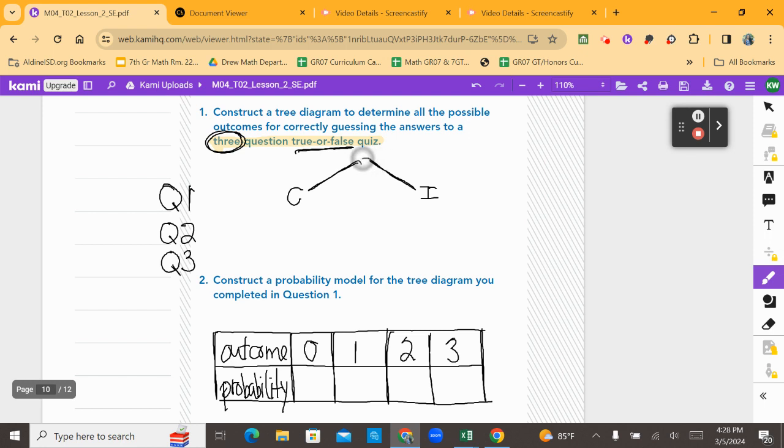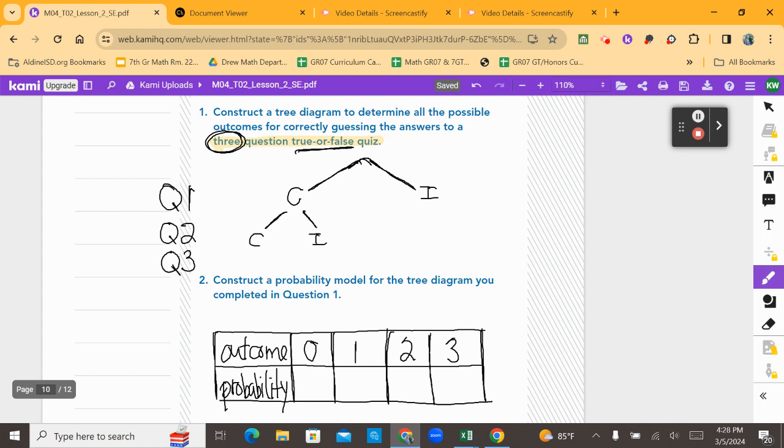And then from question number 1, I'm going to go on to question number 2. Just as an example, if I were to get question number 1 correct, I'm probably going to have the same possible outcomes for question number 2. It can either be correct or it can be incorrect. And each outcome then gets a new branch for each event.